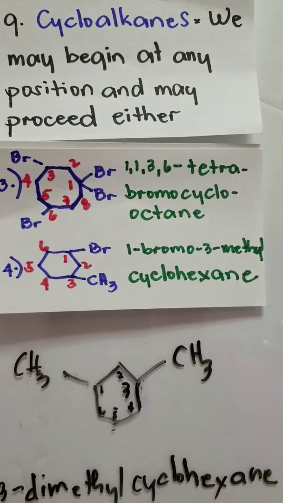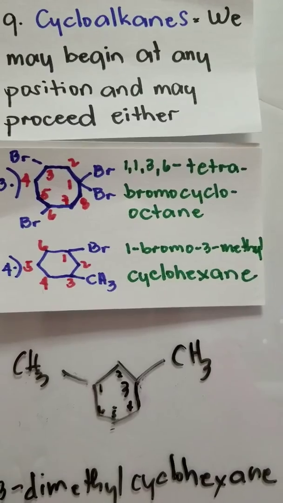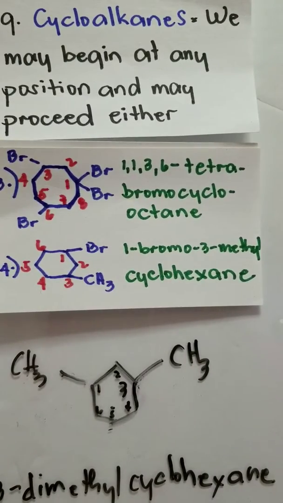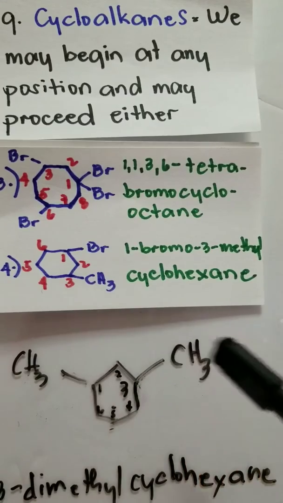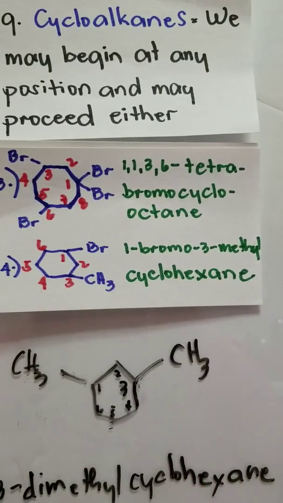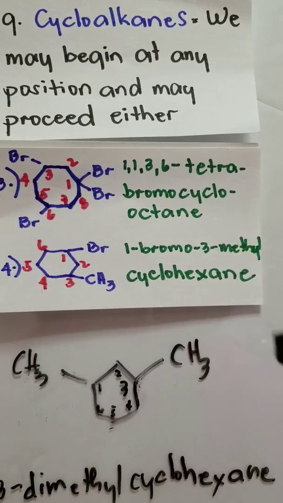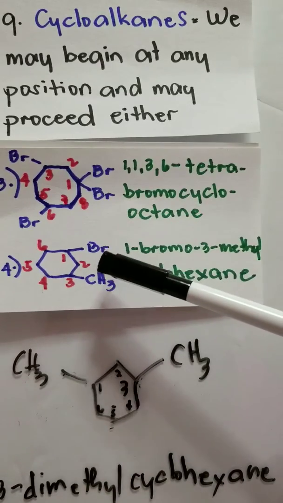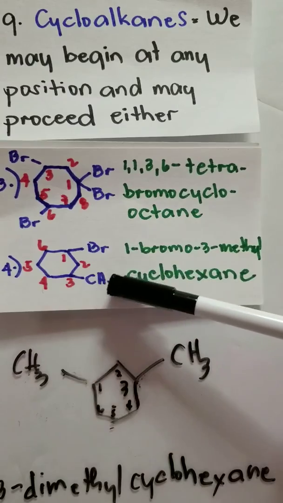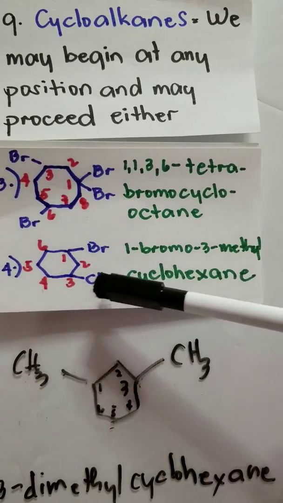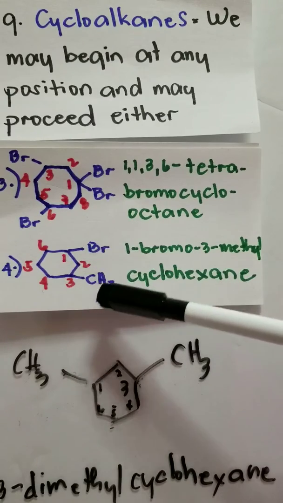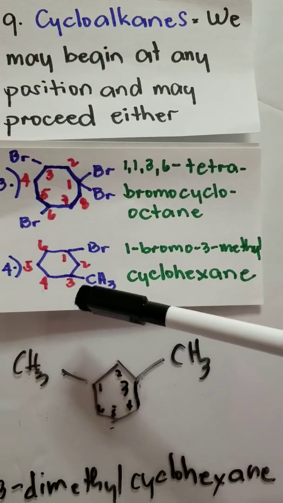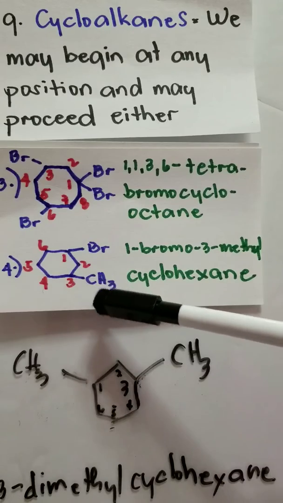Alright, now the next example is, what if you have 2 different groups? The same as in our open chain structure, but here you have to make sure that we follow the alphabetical order because the groups are different. In this case, it's different. So which one comes first, the bromo or the methyl in alphabetical order? It's the bromo, then followed by the methyl.